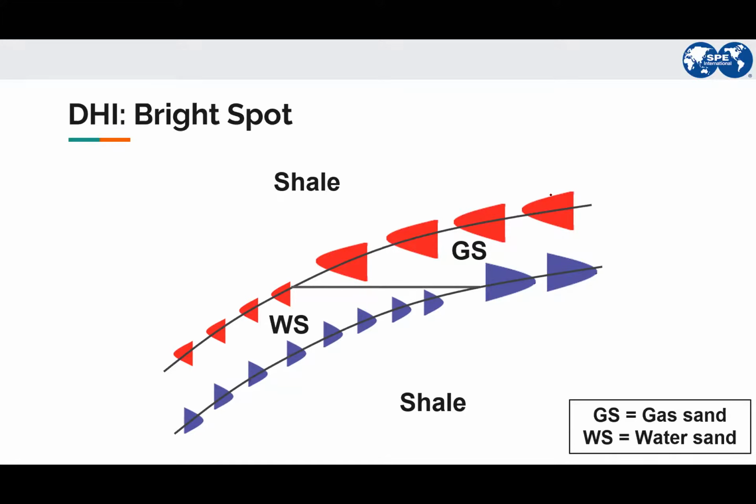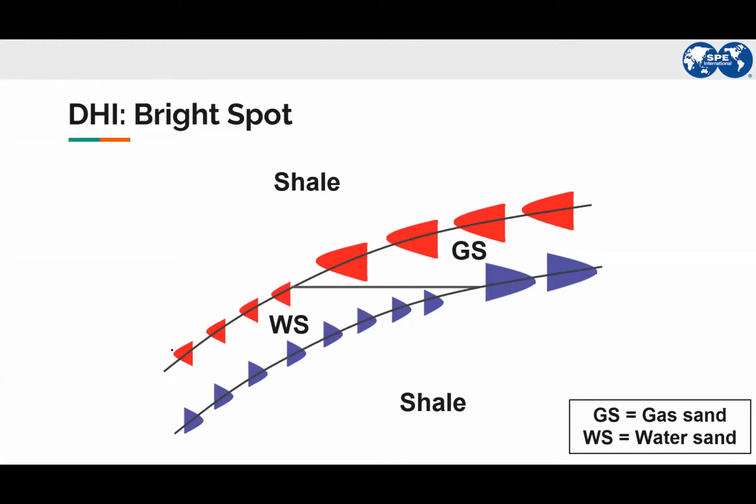In this example, I am using American polarity, okay? So we go through a trough, and then as we're coming out from the gas sand, GS, back into the shale, we get a peak. So this is what happens. Soft kick, hard kick.